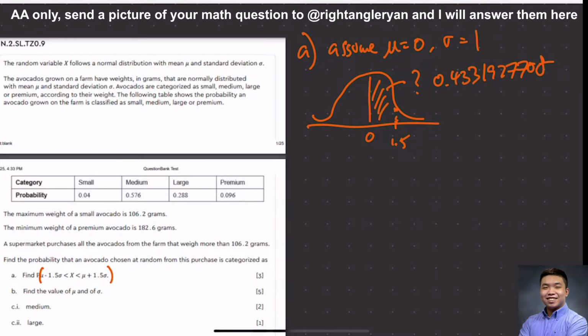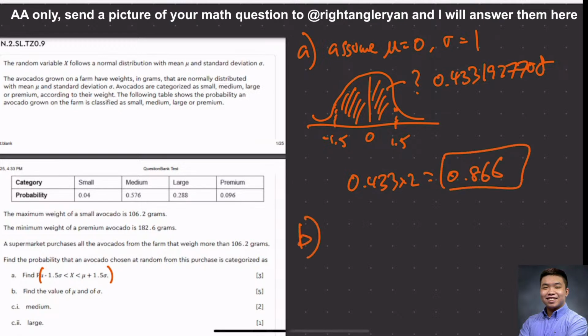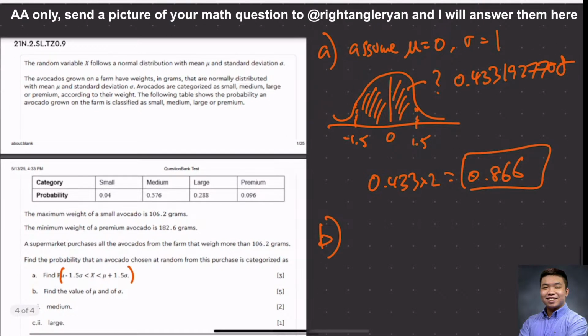Now the question is asking from negative 1.5, right? And since we know it's symmetrical, what we need to do is just multiply that by 2. So 0.433 times 2 would be 0.866. So that's how you get the answer. Okay. Part B, find the value of mean and sigma. This is a complicated case because we don't have mean and sigma, right?